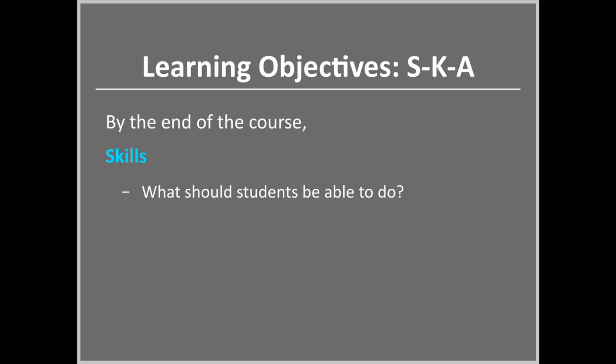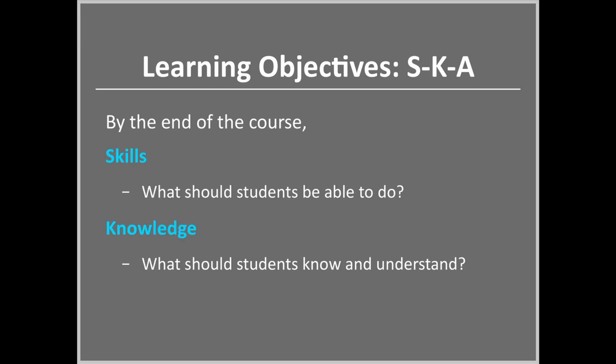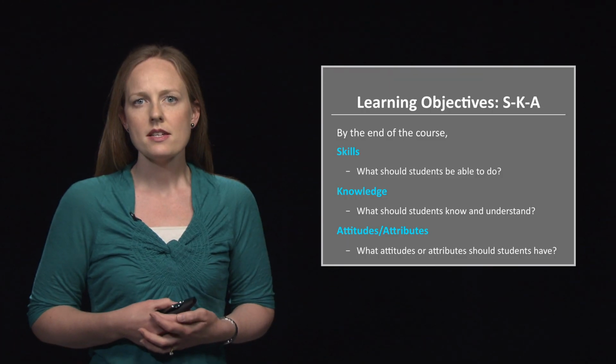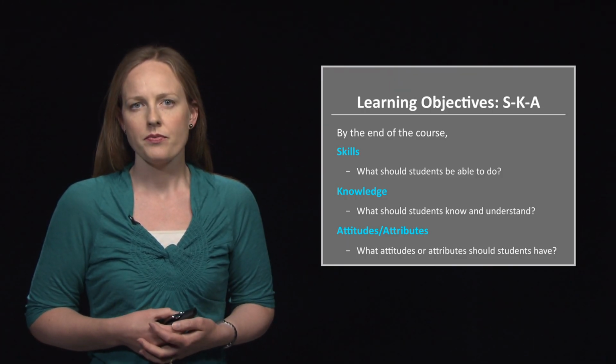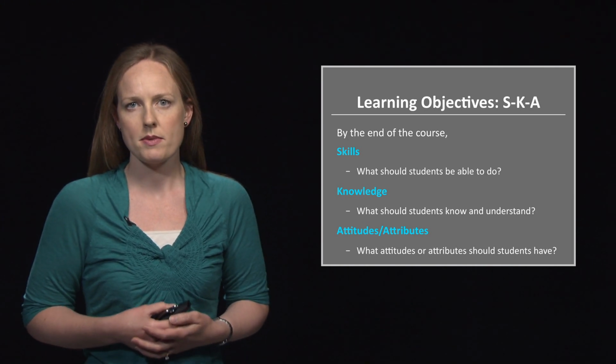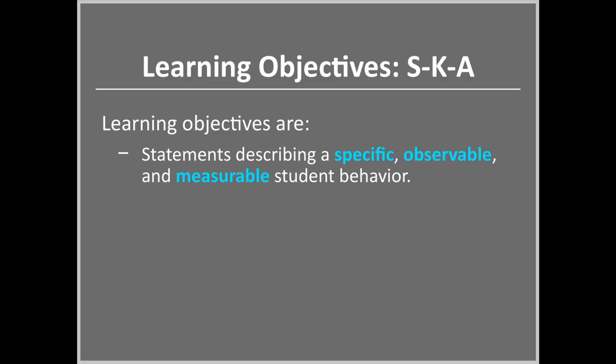What should your students be able to do? What should students know and understand? And what attitudes or attributes should students have? One example of an attitude or attribute is the level of confidence of your students in their ability to perform a skill. Now we're going to talk about learning objectives.